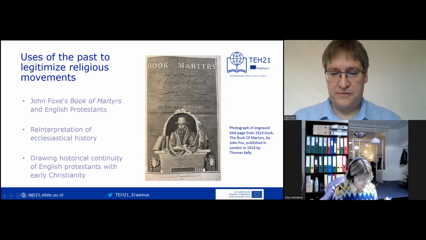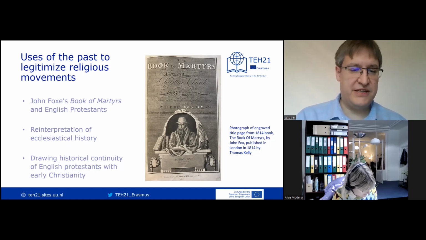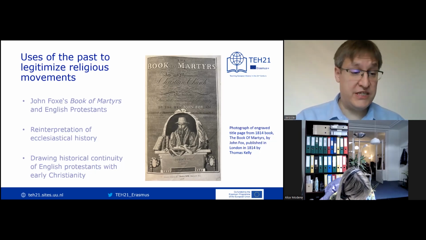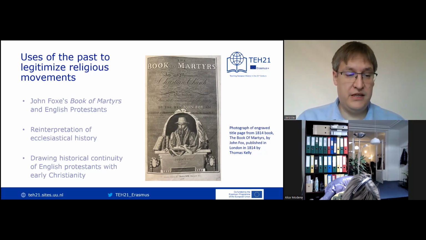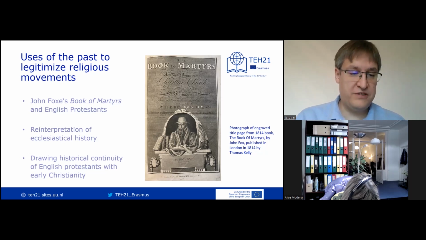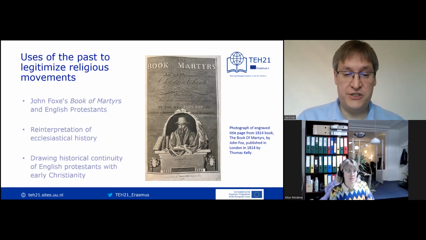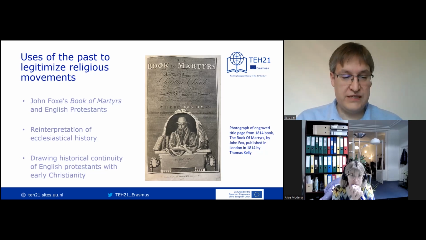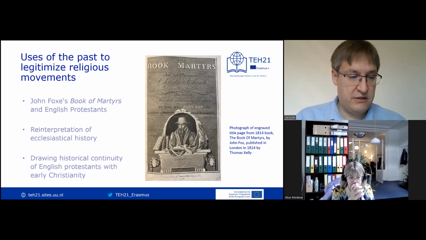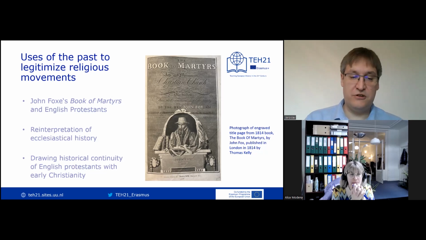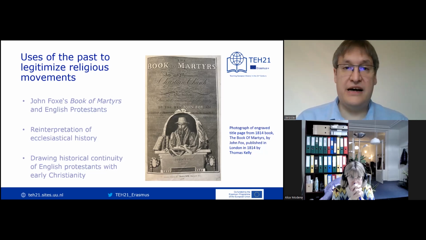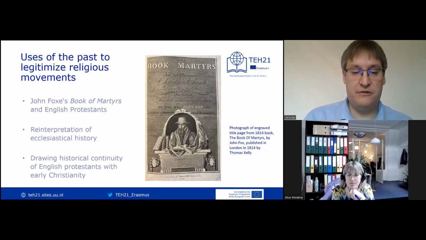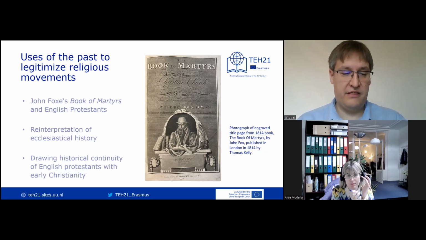In the early modern period, the confessional breakup of European society and the formation of proto-national identities were particularly important phenomena, which found echoes in the instrumental uses of the past to give support to new religious movements or churches. One such example was England and the widely popular Book of Martyrs by John Foxe, a piece of religious history which created a sense of continuity between English Protestants and early Christianity, and which provided historical justification for the separation of the Anglican Church from Rome and the papacy.